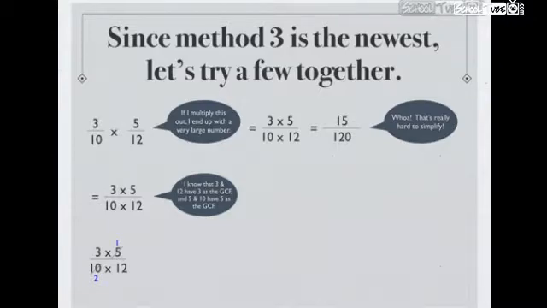Now I look at my other two. I've replaced now the 5 and 10 with the 1 and the 2 that we just did. Now 3 and 12, those both had 3 as a common factor. So if I divide 3 by 3, I get 1. 12 by 3, I get 4. Now my next step is this: 1 times 1 over 2 times 4. Now that is easy. 1 times 1 is just 1, and 2 times 4 is 8, so it's already simplified. You've already simplified from the get-go. You don't have to worry about getting a giant number like 15 over 120.